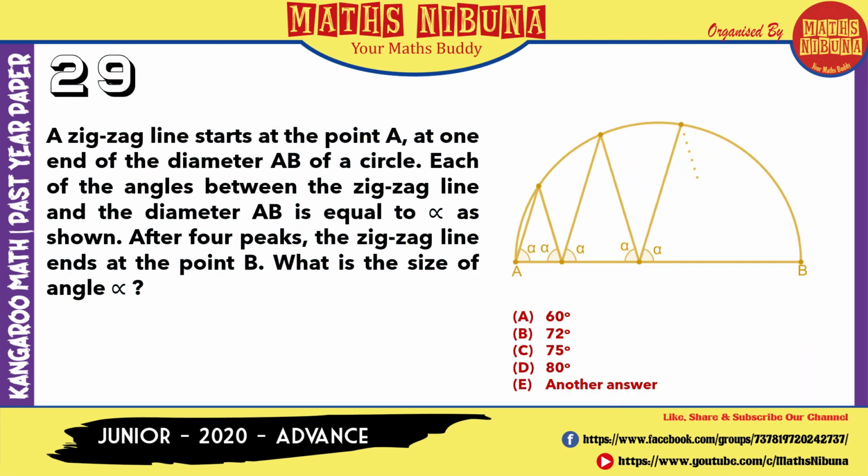Okay, question 29. A zigzag line starts at the point A, at one end of diameter AB. AB is a diameter. Each of the angles between the zigzag line and the diameter AB is equal to alpha. So this is alpha, all alpha. After 4 peaks, the zigzag line ends at the point P. So this is 1 peak, 2 peaks, 3 peaks, and one more peak. Then it should end at B. The zigzag line ends at that point P. What is the size of alpha?